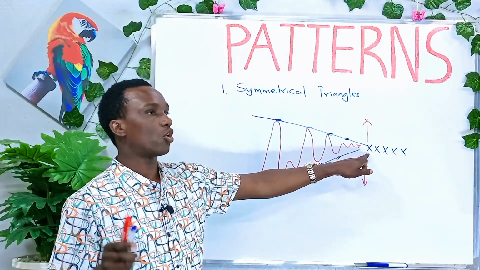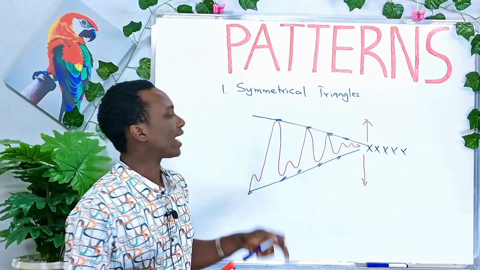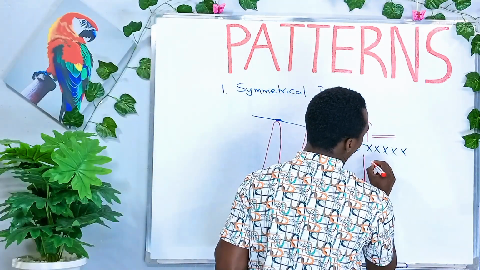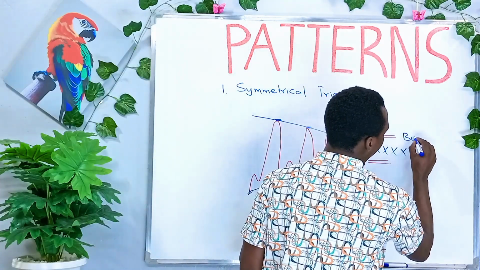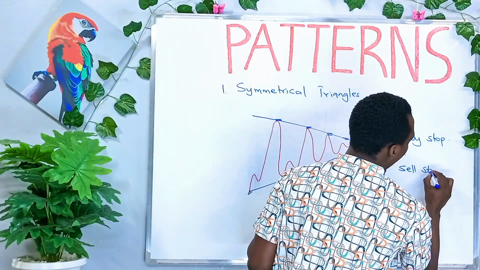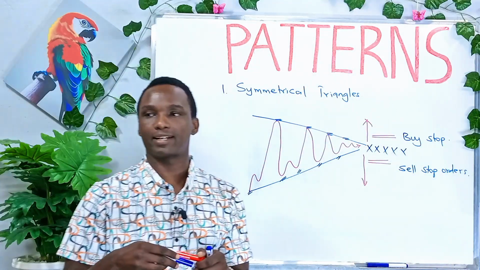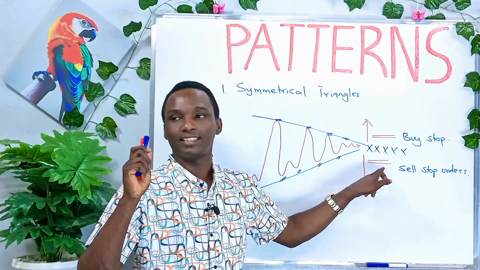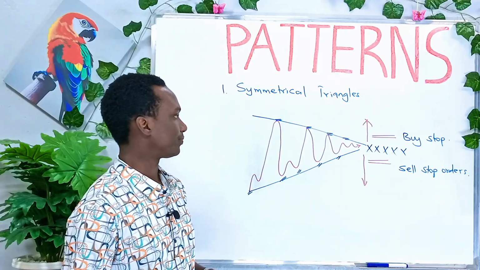All right? So, how can we take advantage of this? It is very simple. We can either place orders here or here. We can place buy stop orders here or place sell stop orders there. To whatever direction the market will break, we will be in a position to enter the market and take advantage of that breakout. Okay? Good.